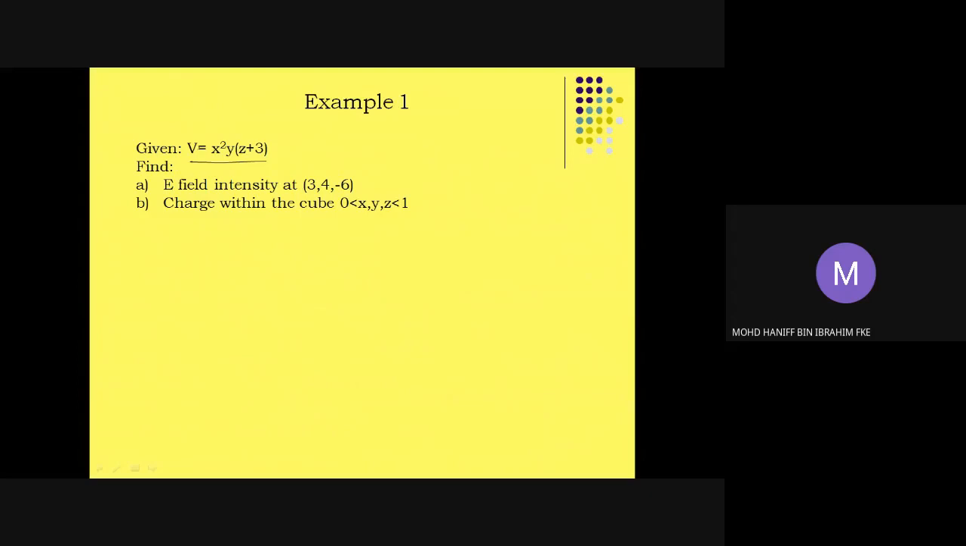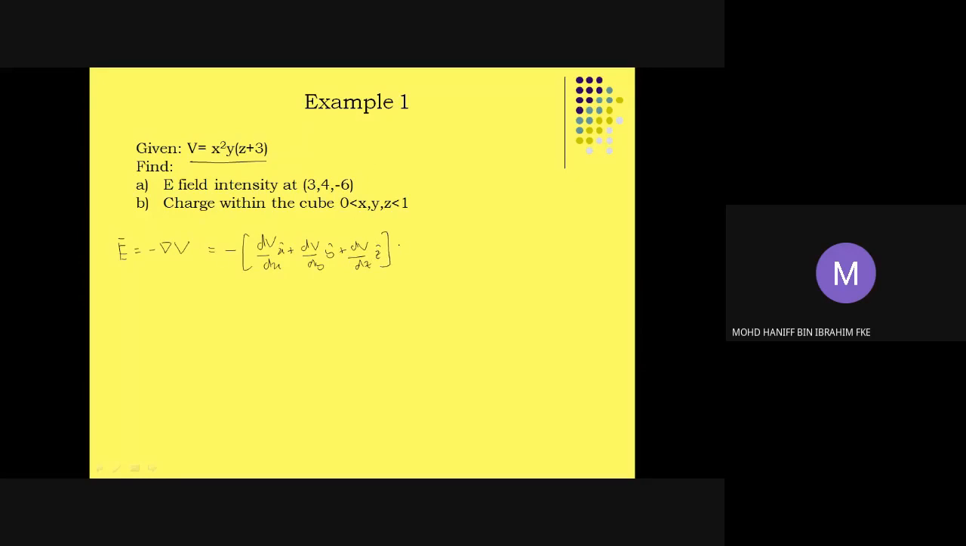Okay, so since we are given V, we can use it to find the E field by using the gradient, in which the E field will simply equal negative grad of V. We know this problem is related to the Cartesian system, because V is in Cartesian and the point of interest is also in Cartesian, so we need to use the gradient in Cartesian. That should give us negative dV over dx in the x direction, plus dV over dy in the y direction, plus dV over dz in the z direction.